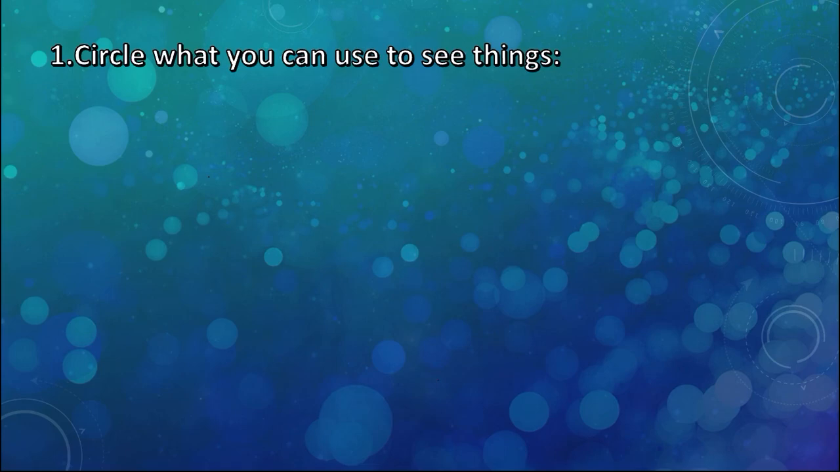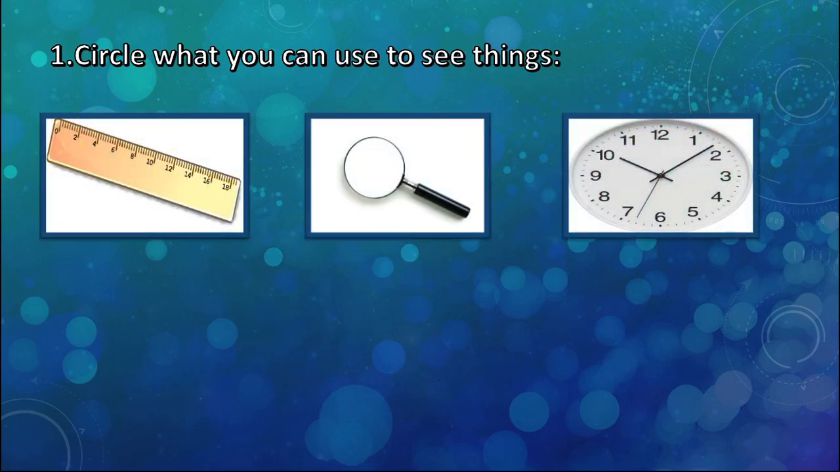Circle what you can use to see things. We have 3 pictures and you have to tell from which object you can see things. The correct answer is a glass. A glass is used to see things. Clock is used to see time, and scale has its own purpose.